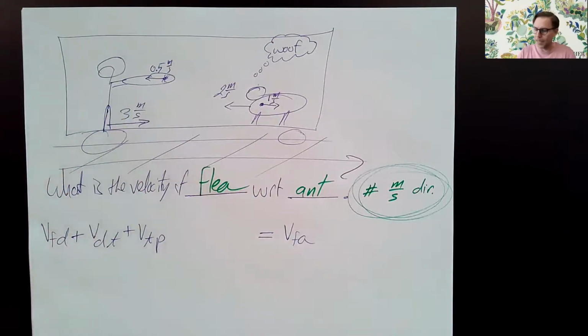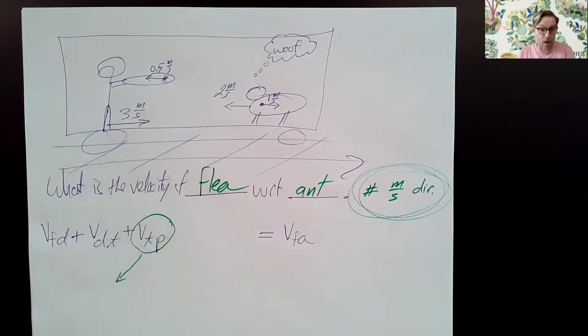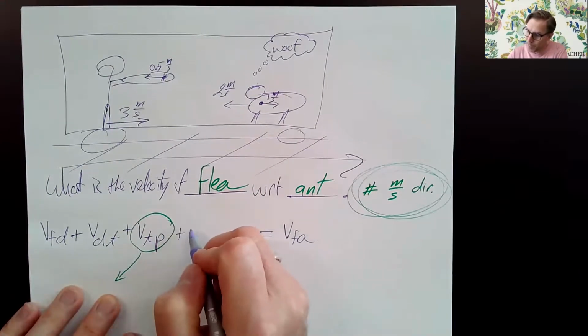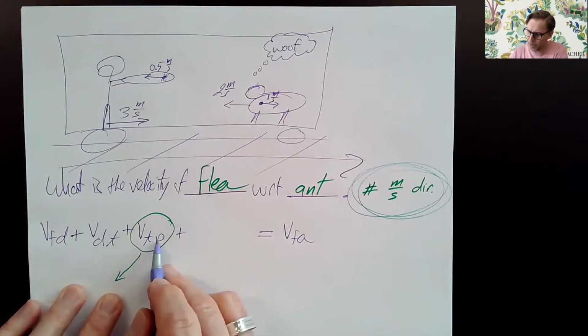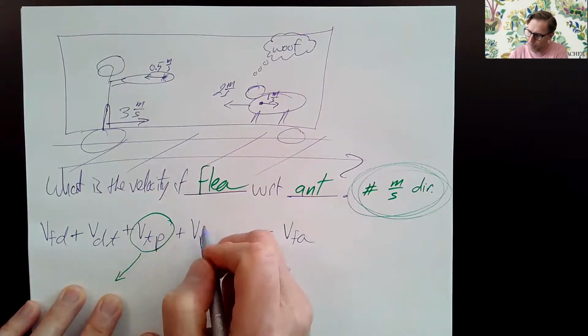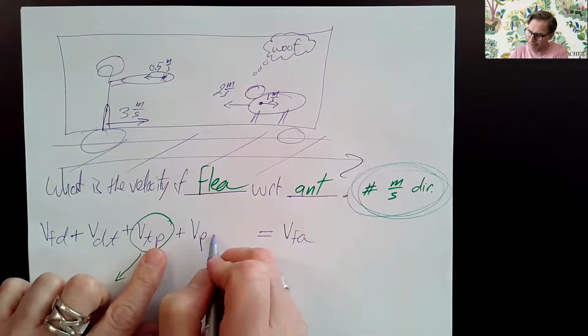This is the one place that we're going to have to do a little bit of thinking. I'm going to put that off for a moment, but I'm indicating that we're going to talk about that in a second. The velocity of the train with respect to the person, and then the velocity of the person with respect to the ant. I have to start with person, right?